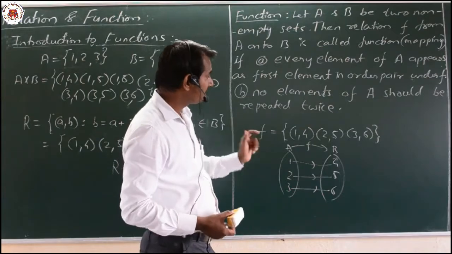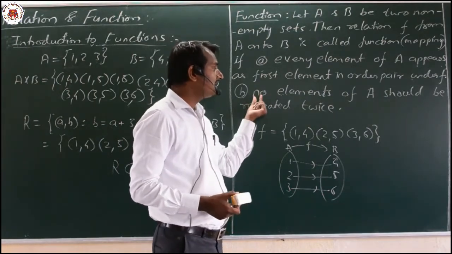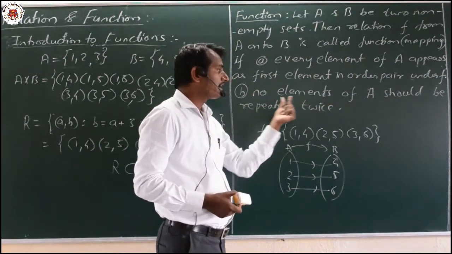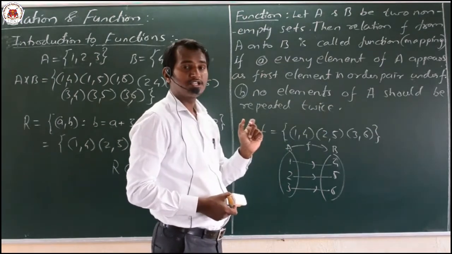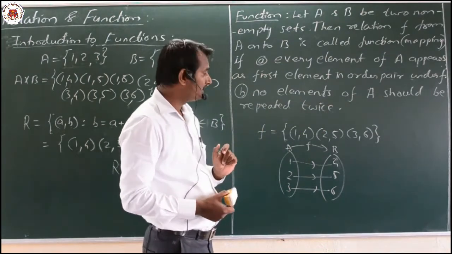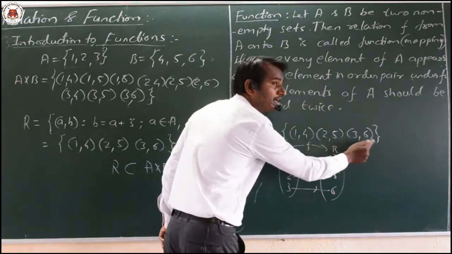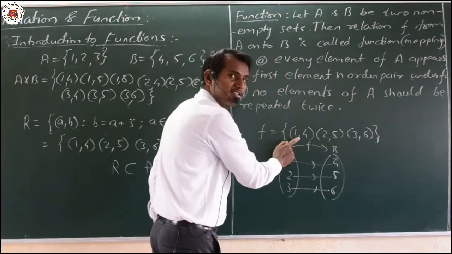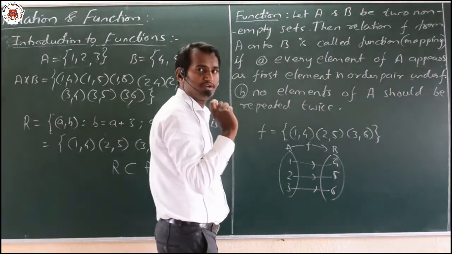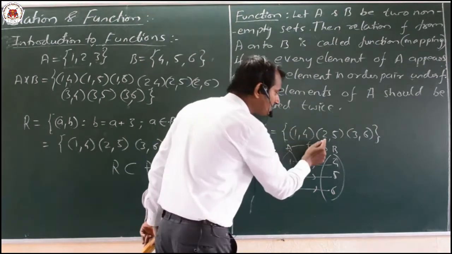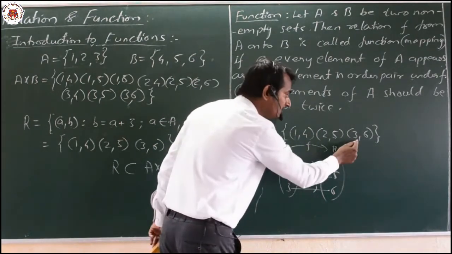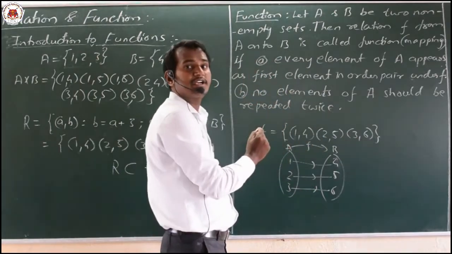First condition. Second condition, no element of A should be repeated twice. That means 1 is there, 1 should not be repeated anywhere. If 1 has been written, we have to write it only once, we should not repeat. Here also 2 is not repeated, 3 is not repeated, therefore it is a function here.